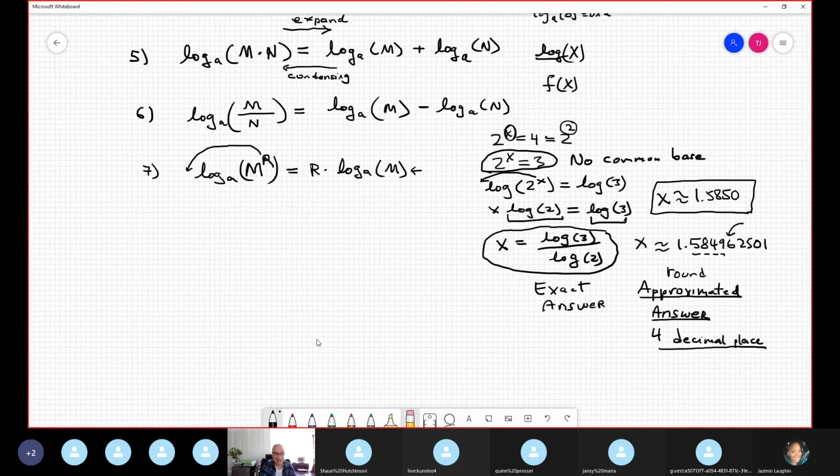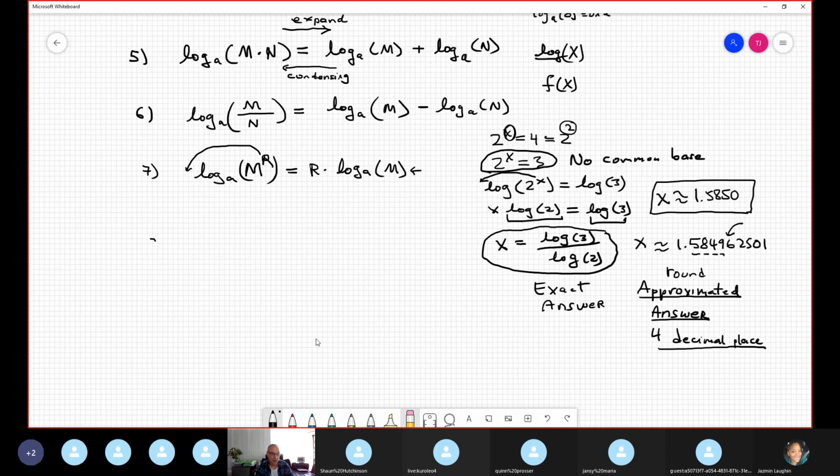Now, the last property, which in my opinion is the most important property, the name is the change of base formula.